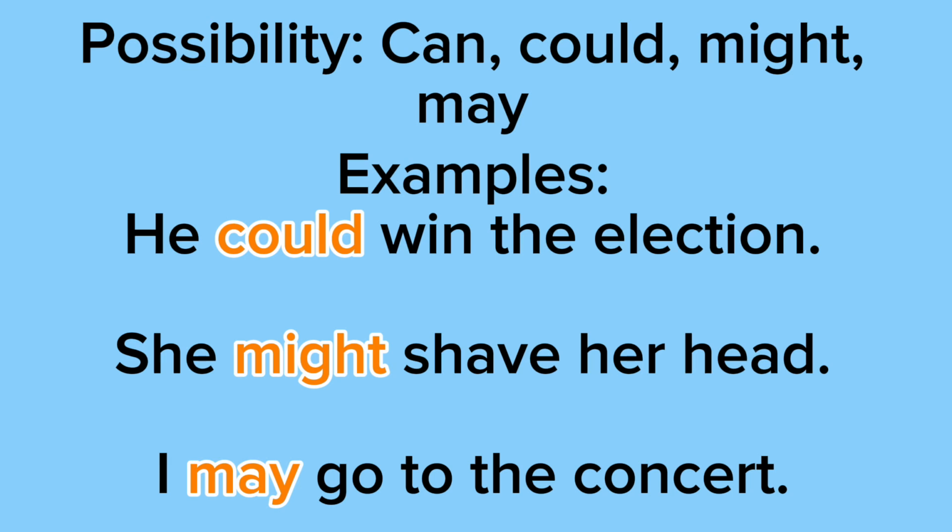Oh, and I forgot to mention, notice how each sentence also has the main verb. In the first sentence, could is the modal verb and win is the main verb. In the second sentence, might is the modal verb and shave is the main verb. In the third sentence, may is the modal verb and go is the main verb.